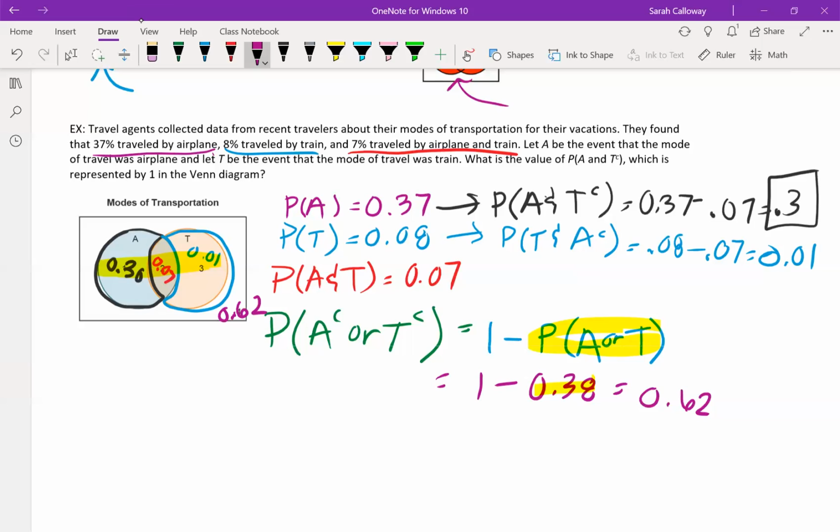Okay, so that's looking at a Venn diagram and being able to fill in the pieces using the overlap of the events to guide yourself through the rest of this. Remember that what I should always check at the end is, does 0.3 plus 0.07 plus 0.01 plus 0.62 equal 1? If it does, that tells me that my probability distribution is correct.